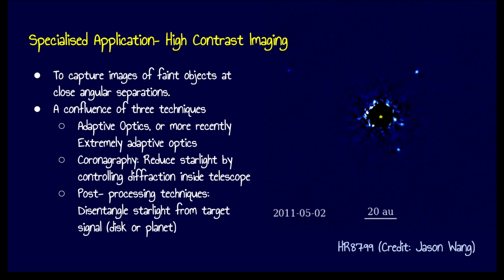On the right is the illustration of high contrast imaging. It's a sequence of images of the HR 8799 planetary system captured using the Keck telescope over a span of 10 years. The central part, which is marked by a little yellow star, is where the host star is supposed to be, but we've blocked it out through coronagraphy. And you can see 4 little planets going around that center.